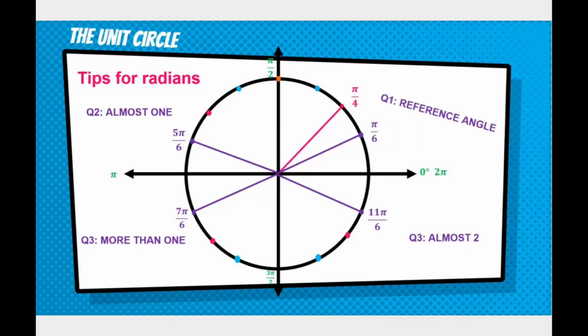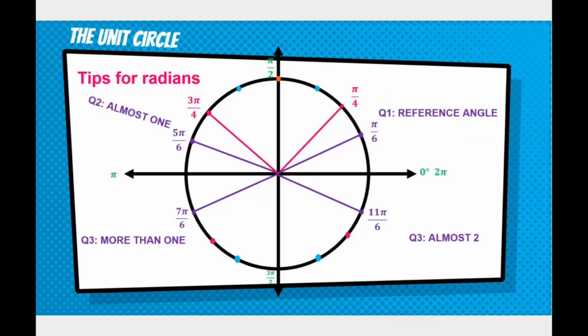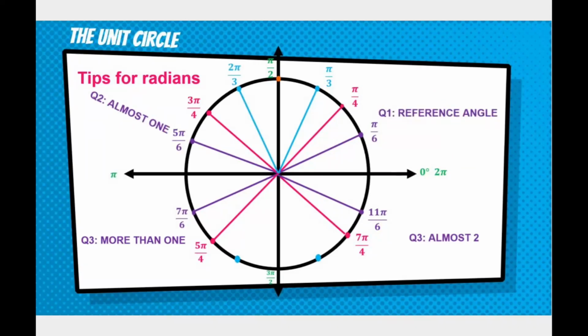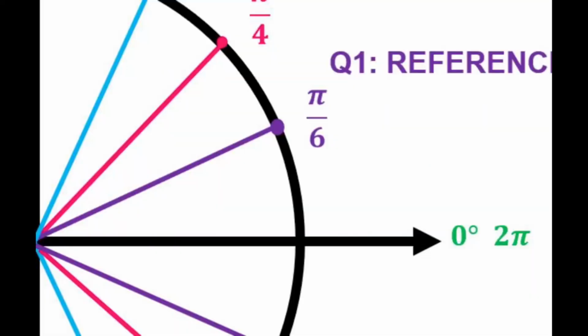So we can repeat that for all of these. The reference angle pi over 4, what would almost 1 be if the denominator has to be 4 for all of my pi over 4 reference angles? Well, 3 pi over 4 would be that one. Then more than 1 would be 1 more than 1, so 5 pi over 4. Almost 2, so 7 pi over 4 for that one. And then we do the same thing. So pi over 3, almost 1 would be 2 pi over 3. More than 1 would be 4 pi over 3. And almost 2 would be 5 pi over 3. So it works like that.